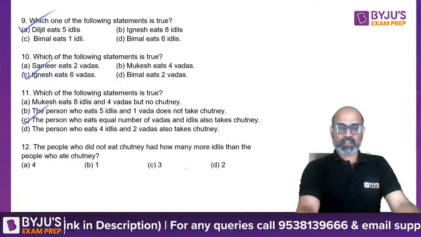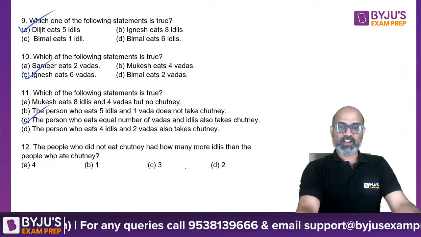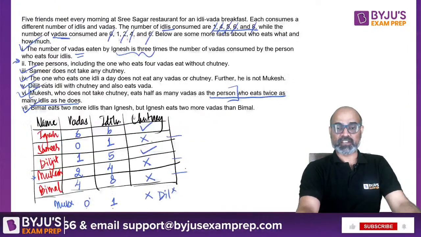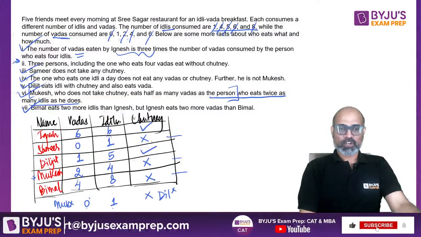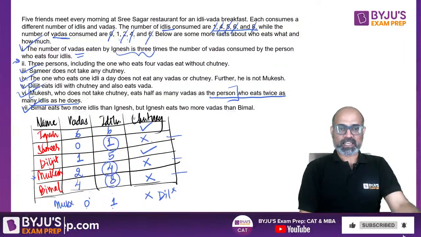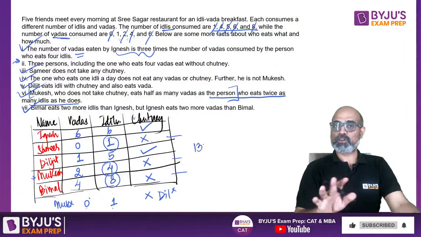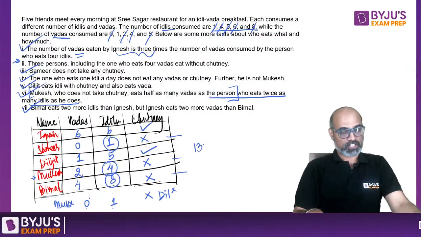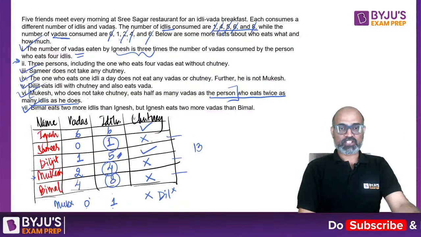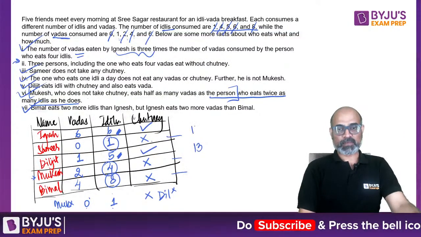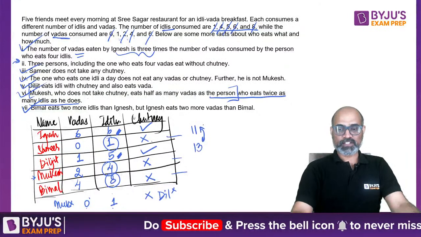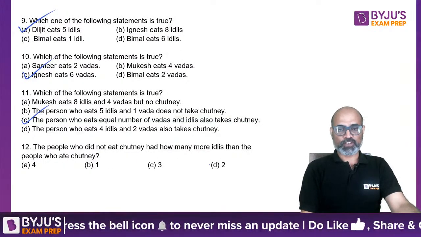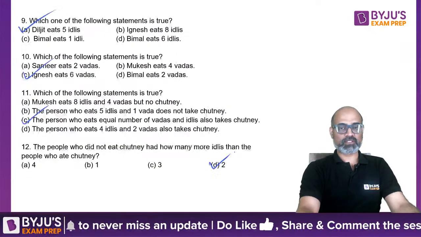And how many more idlis did the people who did not eat chutney have than the people who ate chutney? So idlis ka count batana hai. So 1 plus 4 plus 8, that is 13, is the total number of idlis eaten by the people who don't take chutney. And the number of idlis eaten by the people who take chutney is 11. So what is the difference? More than the people who ate chutney. So the difference is 2. So the answer is D.